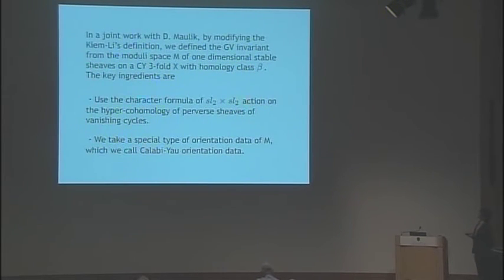So in joint work with Tasuki Kinjo, we modified Kiem-Li's definition and defined the Gopakumar-Vafa invariant from the moduli space, which I denote by M, of one-dimensional stable sheaves on a Calabi-Yau threefold with homology class beta. The key ingredient is that we modified Kiem-Li's definition in two points. First, instead of considering an sl2 algebra action on the hypercohomology of the perverse sheaf, we take a character formula of an SL2 action, without taking the associated graded of the weight filtration. Another modification is that we impose some condition on the orientation data of M, which I call Calabi-Yau orientation data. Now I'm going to explain these terminologies about vanishing cycles and orientation data.